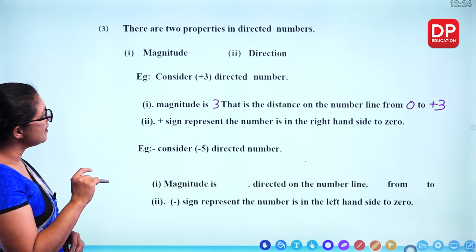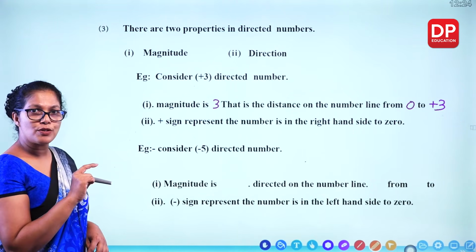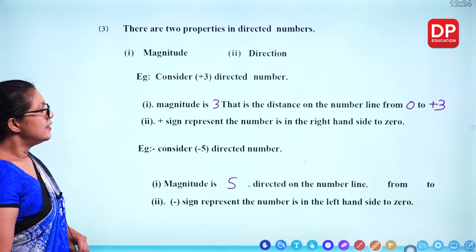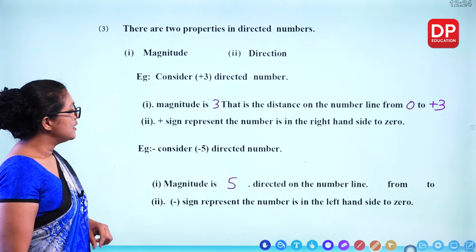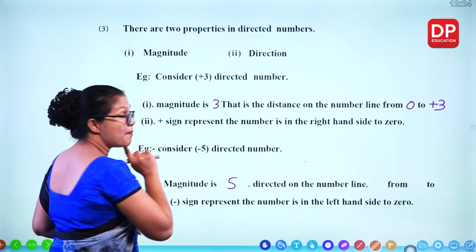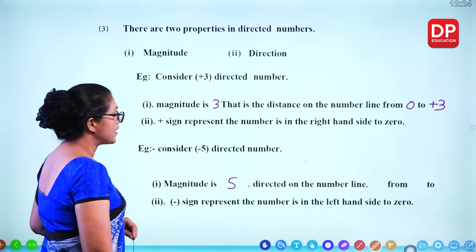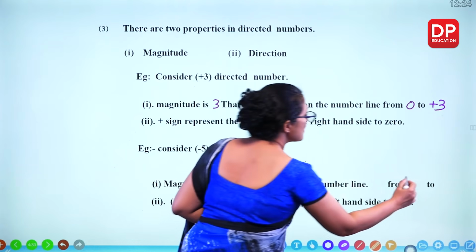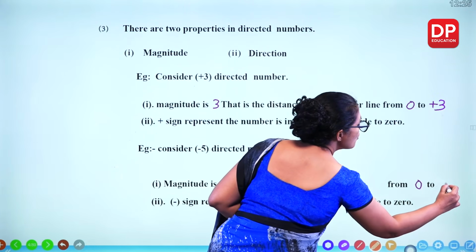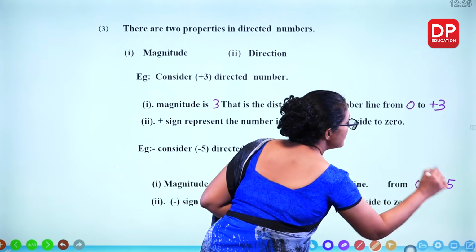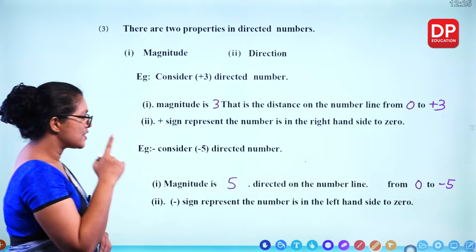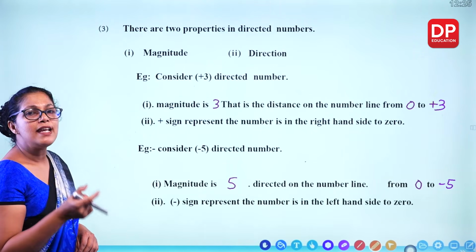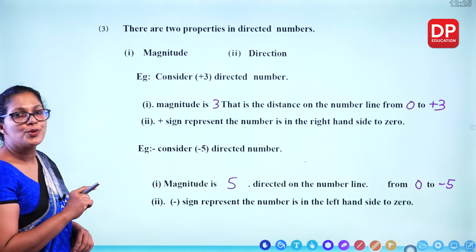Consider the directed number minus 5. What's the magnitude there? Magnitude is 5. So what's the meaning of that? Magnitude 5 means the distance from 0 to minus 5, and minus means the number is on the left hand side of 0.